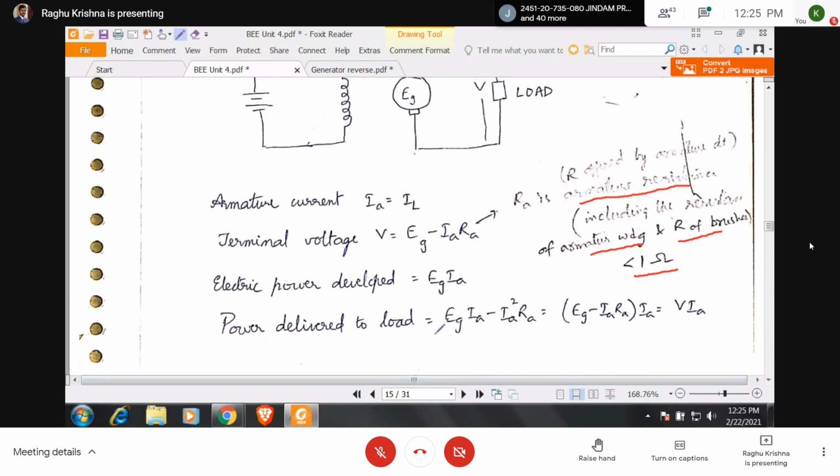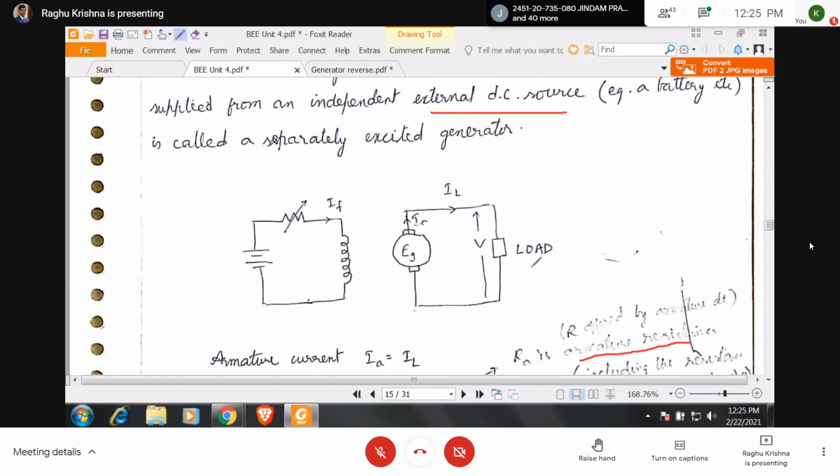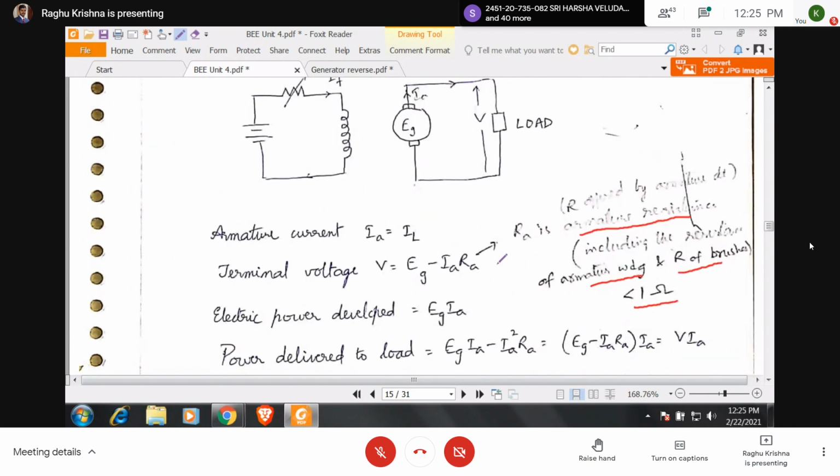Power delivered to the load is V into IA. Voltage into the current flowing through the load, VI, is the power. In DC, we have only V into I. Voltage into current is the power.